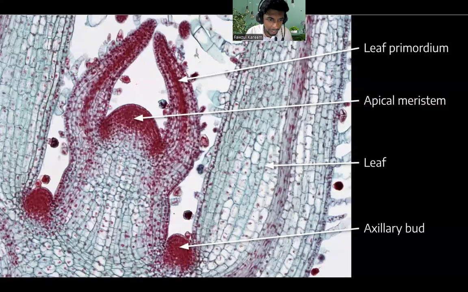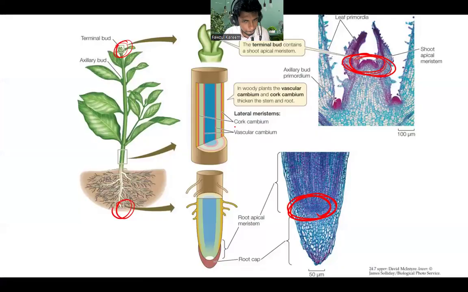And here you can see the meristematic tissues at the apical bud. At the tip of the apical bud you can observe the meristematic tissues. They have the ability to produce new cells. The apical bud is found in 3 places, no? Shoot apex, root apex, and axillary bud.